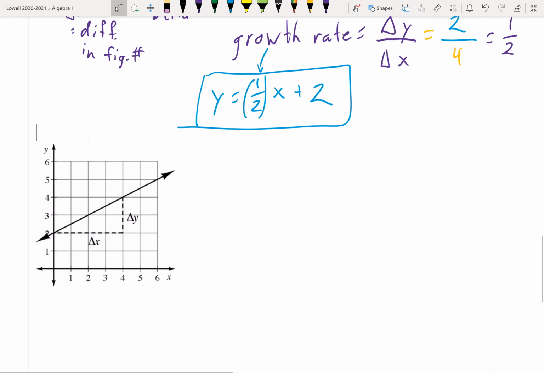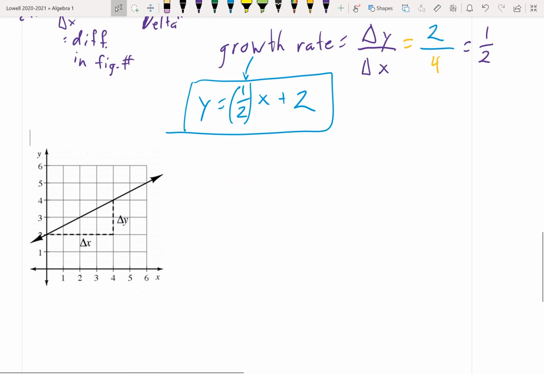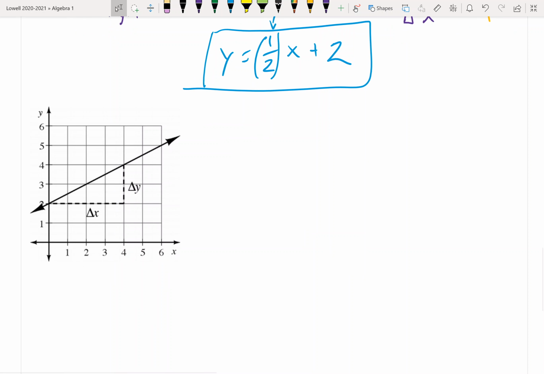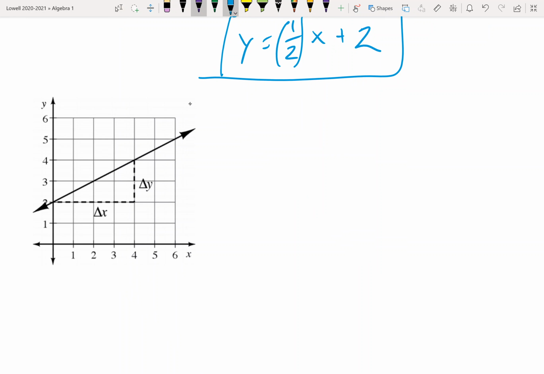What's neat about this idea of the growth rate is that it actually doesn't matter what 2 points you use on the line. So for example, we used these 2 points. We used 0, 2 and this point up here, which is 4, comma 4. But there's no reason you had to use those ones. What if instead I still use 0, 2, but what if I use this point right here? That would be 2, comma 3.